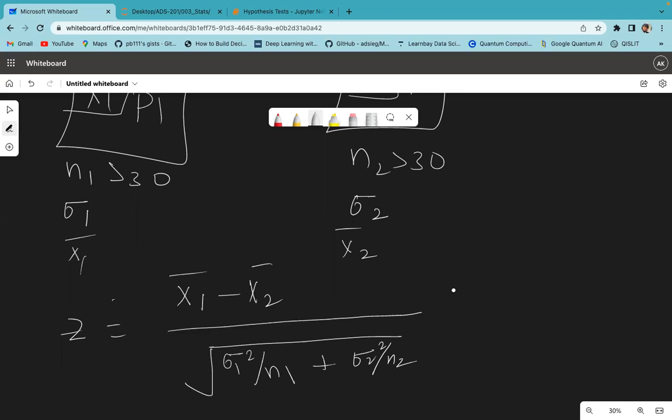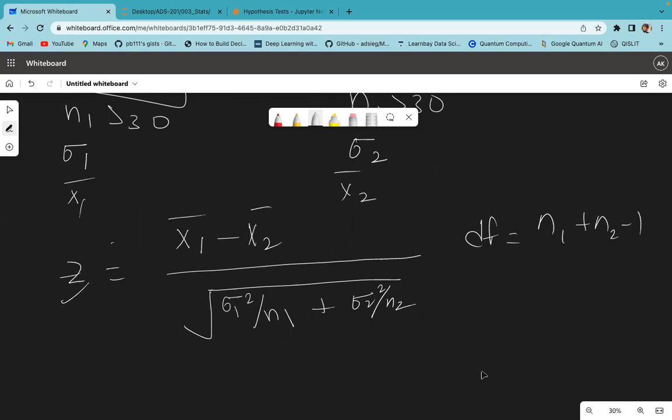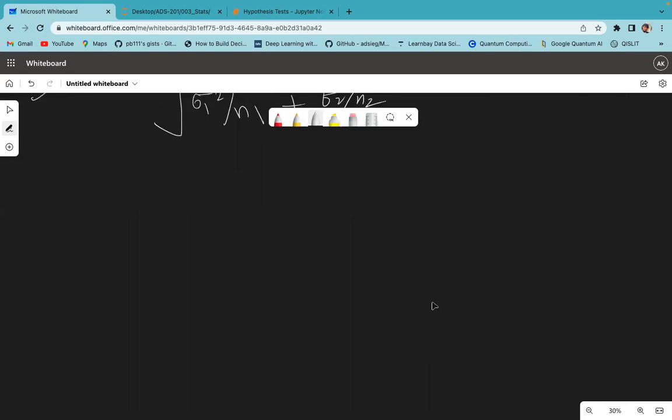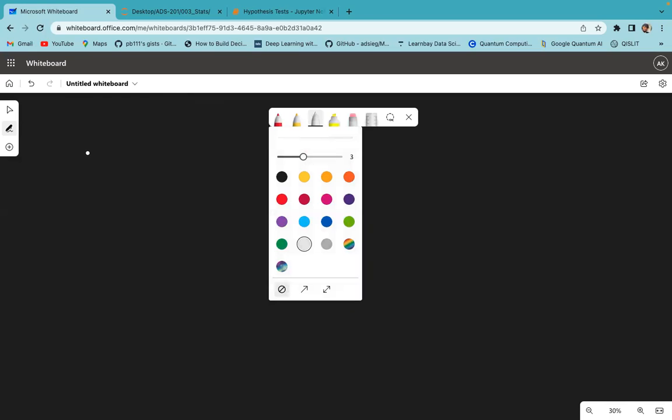Here also you have to know the degree of freedom. My degree of freedom is n1 plus n2 minus 1. If you know the degree of freedom and the Z value from the Z table, we can calculate the p value, or else we can go for the corresponding programming language. If you are using R, we can have the R code. If you're using Python, then we should use the Python code. That is one type of question. If you're getting that type of question, we can go for the two sample Z test.